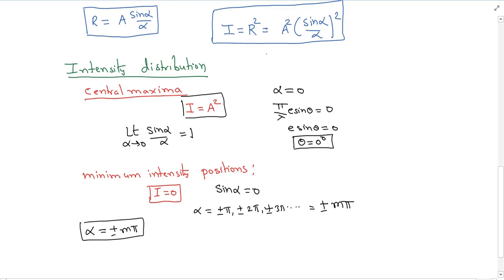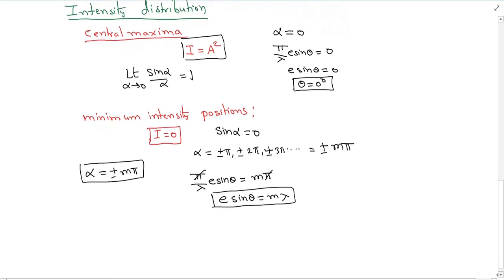What is the value of alpha? Pi by lambda into e sin theta. Pi by lambda into e sin theta should be equivalent to m pi. So pi cancels, and e sin theta is equal to m lambda. e sin theta is equal to m lambda is the minima condition, or alpha should be equivalent to plus or minus m pi. That is the condition when we are going to get the minimum intensity.